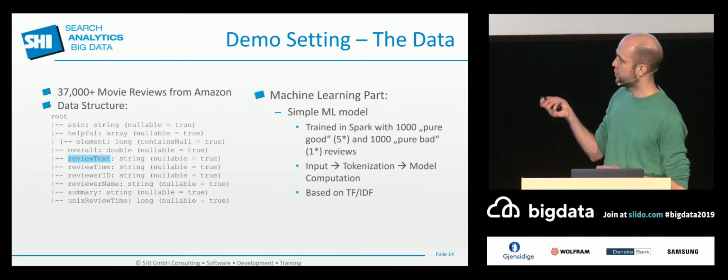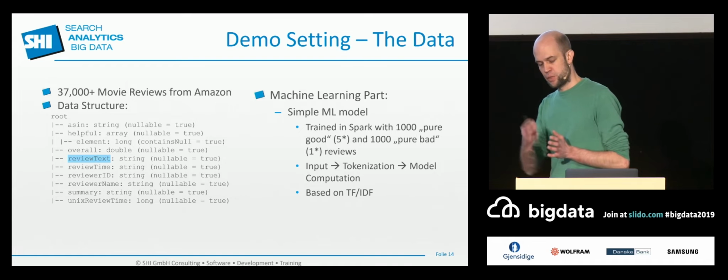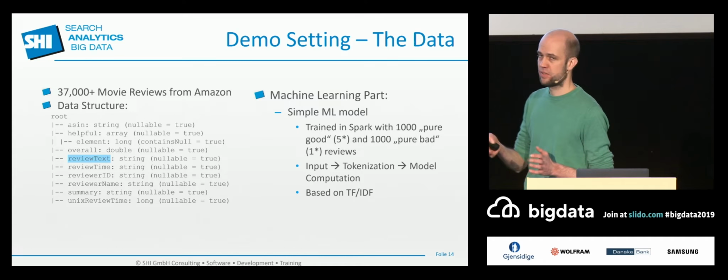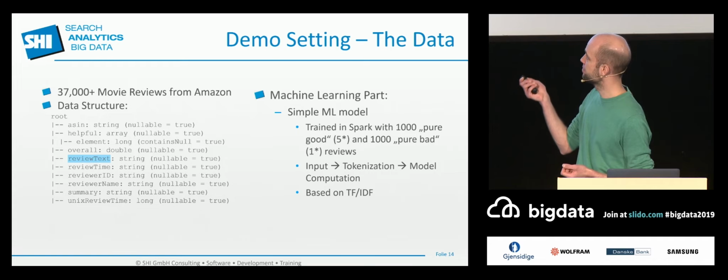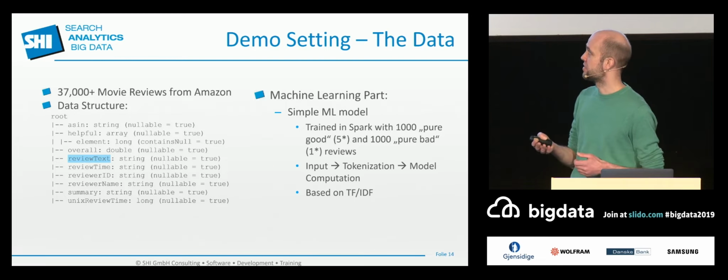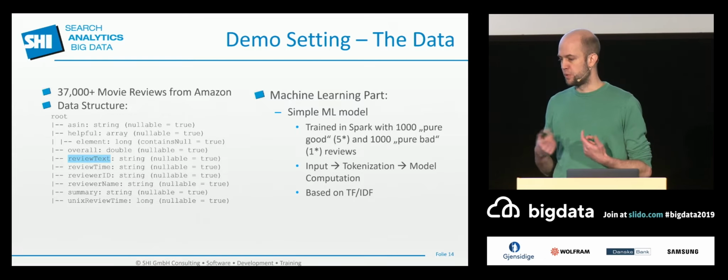So we have an input, which is the review text. And when working with text, we need to split it up into smaller parts, words in general. That process is called tokenization. And the output of the tokenization is then what we compute the model on.